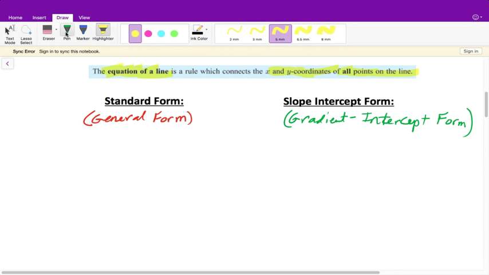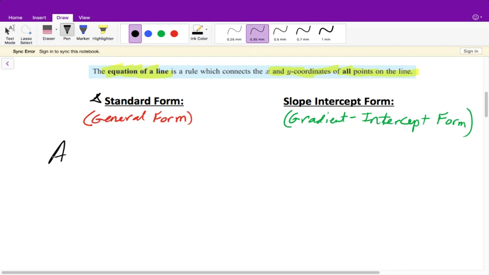All right, so there are two equations of a line that you need to know from this section. And the first one, I'm going to refer to it as standard form all the time. Your book will refer to it as general form, so just know that standard form and general form are the same. Your test will have standard form on it though.